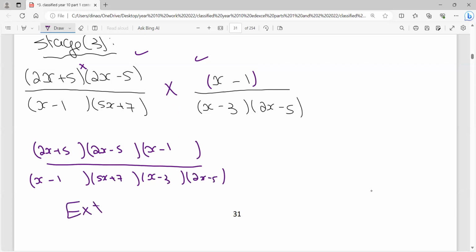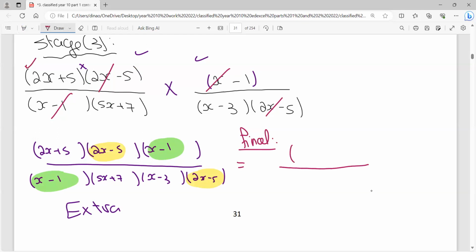These are extra, we said they are not needed. The whole idea here is that anything up that has its match down, I can cancel. Any common bracket up and down I can cancel together, reaching the final answer, which is the bracket that remains up, 2x plus 5, and the 2 brackets that remain down, x minus 3 and 5x plus 7.